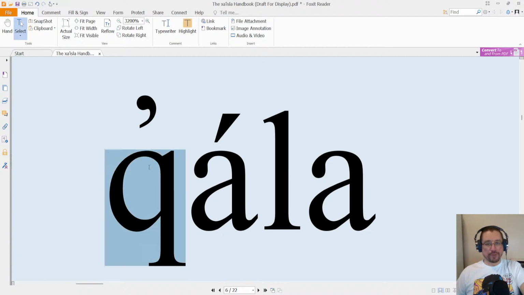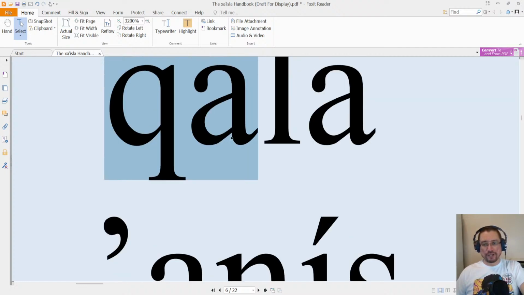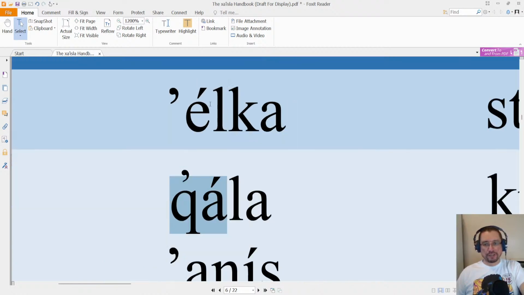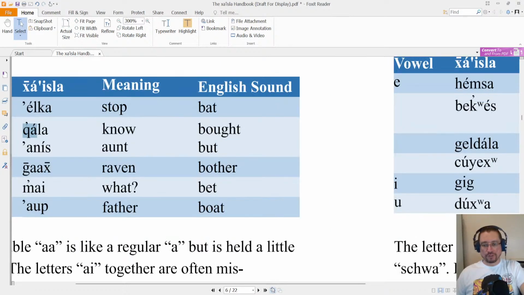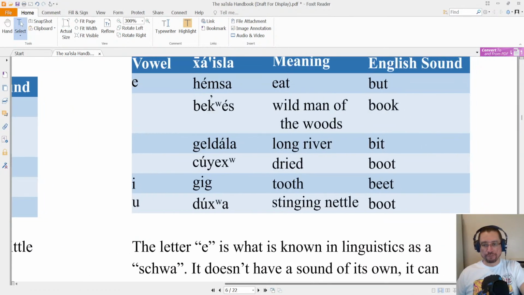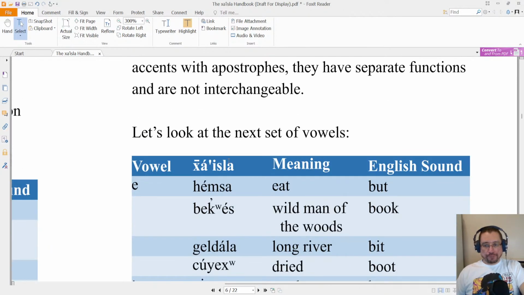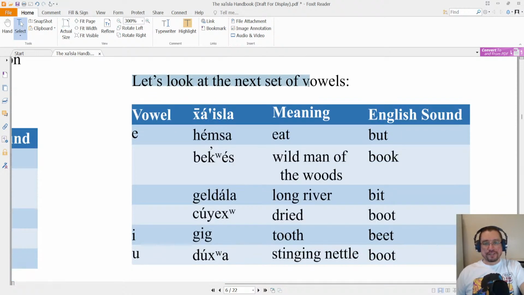So again, you have an apostrophe on top of the Q. It looks visually distinctive. It looks visually different than the acute accent on top of the vowel following it. So I'll zoom back out a little bit here. So those are important points. They are not interchangeable. That's also a very important point to keep in mind.